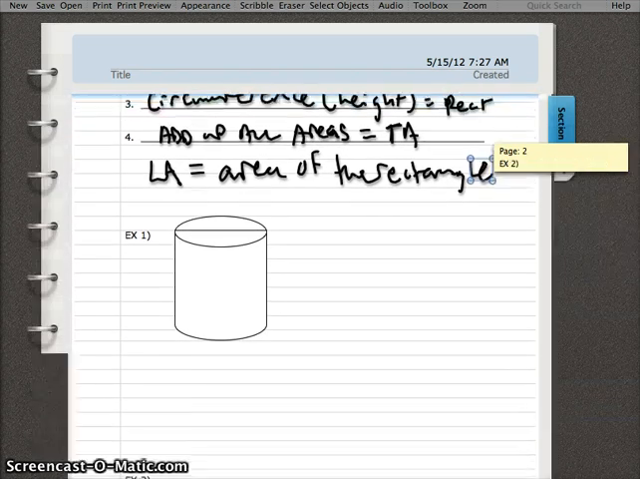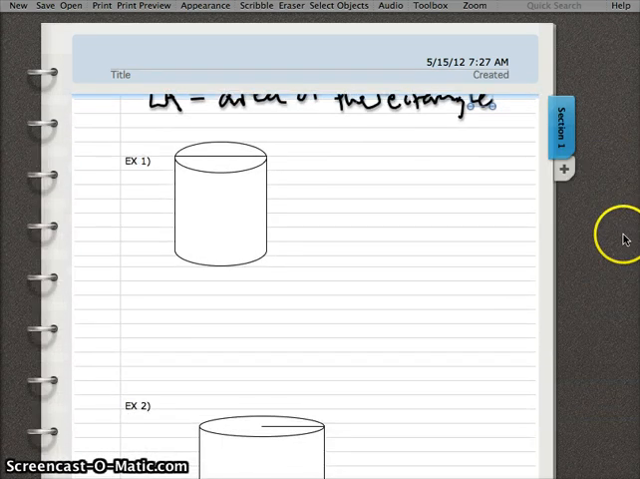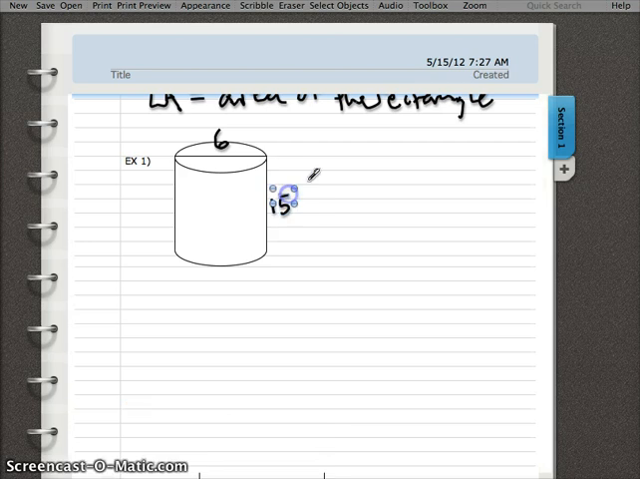So let's practice. In general, you'll see cylinders drawn a couple different ways. They'll either give you the diameter here, and they expect you to know that it's the diameter because they drew the full line there. So we'll say that the diameter of this cylinder, or this diameter of this circle, is 6. And we'll say the height of our cylinder is 15.